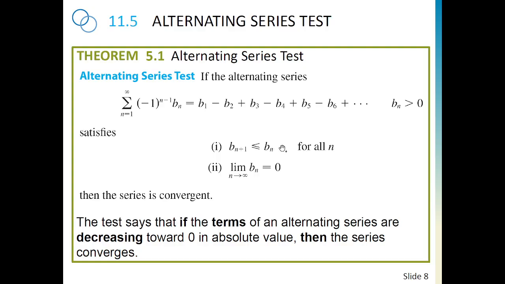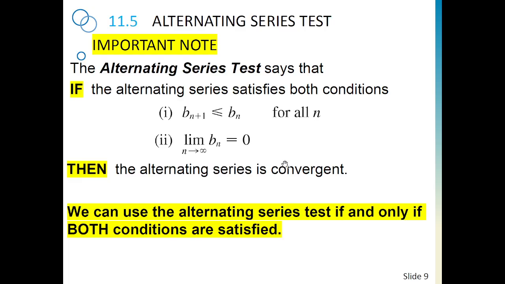Now, if the first condition is not satisfied, we cannot use the alternating series test. That's all it means. We cannot use it. Maybe we can use some other test to check the convergence. It's important to realize that the alternating series test is very simple, but it is a test for convergence. When both of these conditions are satisfied, we conclude that the alternating series is convergent. So we must check both conditions at the same time.